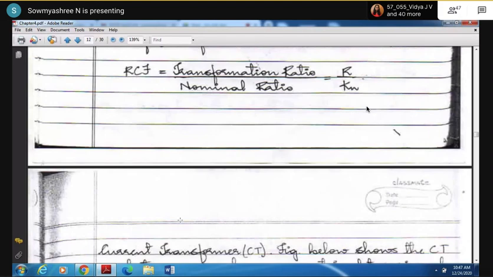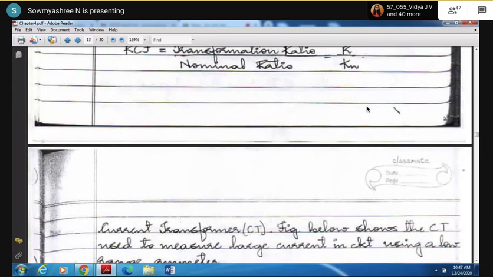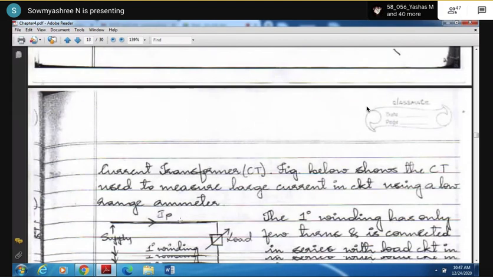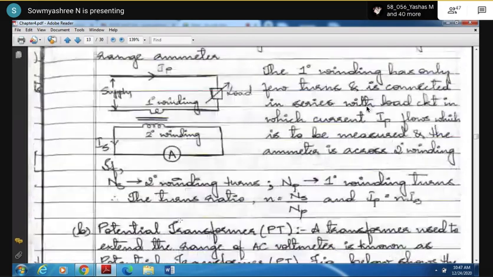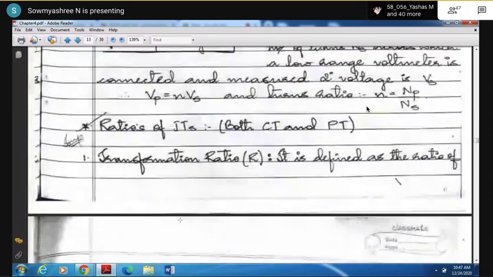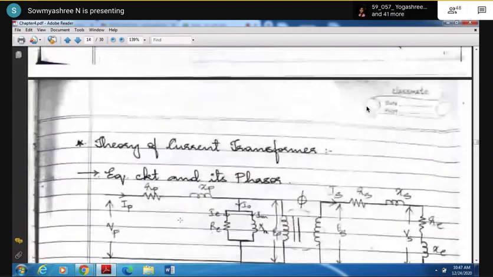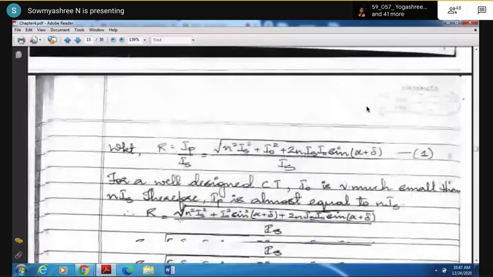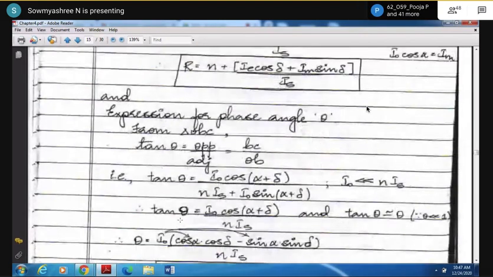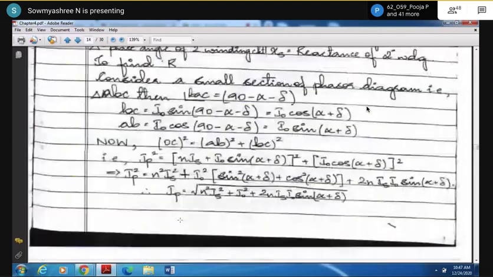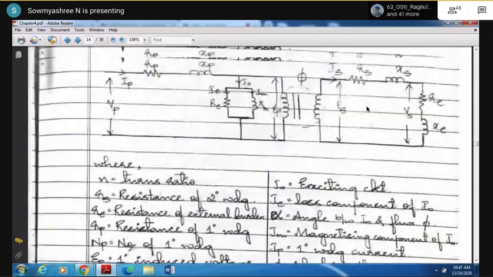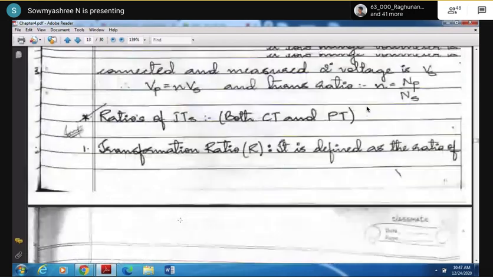Yes, ma'am. So now let us study about, this diagram we have already explained. Sorry. Yes, before going to that, now let us study about some errors that occur in case of CTs and PTs.